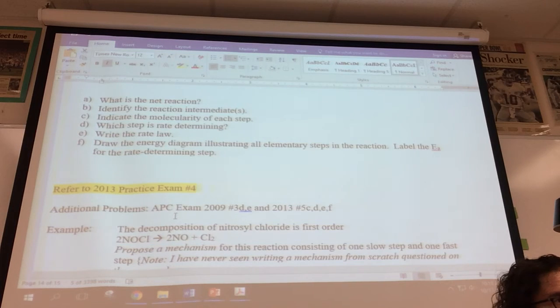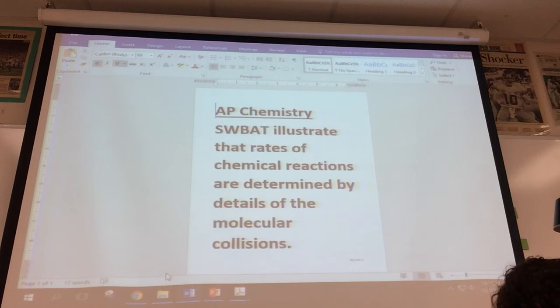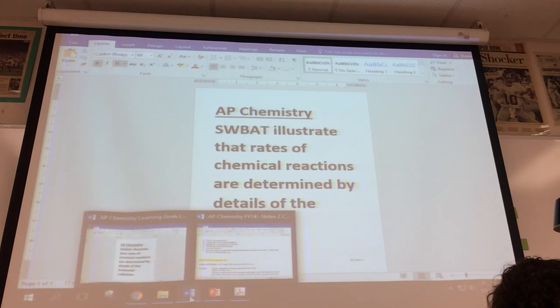Your goal today is to be able to write rate laws from reaction mechanisms. With practice, you will be very successful with it, and it all kicks back into the original learning goal, and this is big idea 4. You want to be able to illustrate that reactions have rates that are very much determined by their molecular collisions. And if you understand reaction mechanisms and how to write rate laws from them, you'll be very successful.